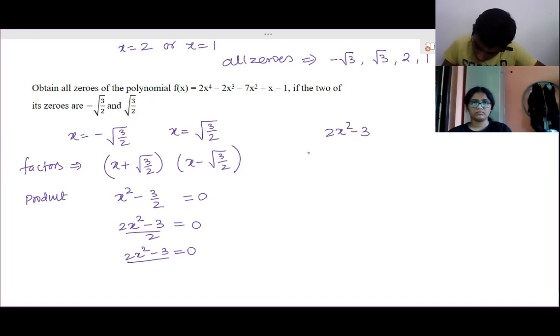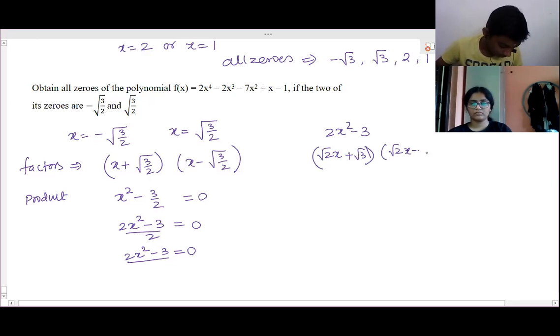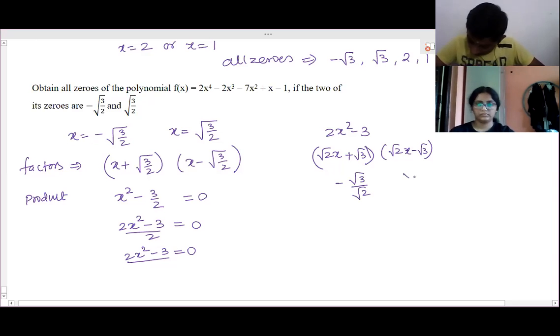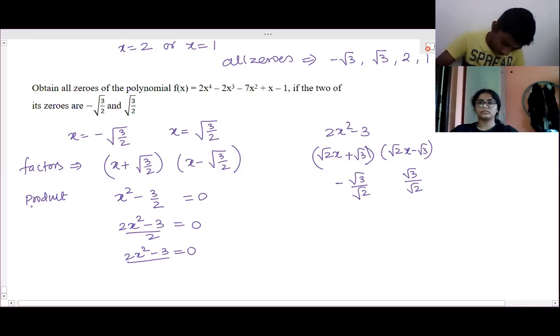Ma'am, if we do, we can get a square minus b square. Root 2x plus root 3 into root 2x minus root 3. So zeros are minus root 3 by root 2 and root 3 by root 2. Okay, fine, ma'am, got it? Yes, ma'am. So you have to divide the given polynomial with 2x square minus 3.